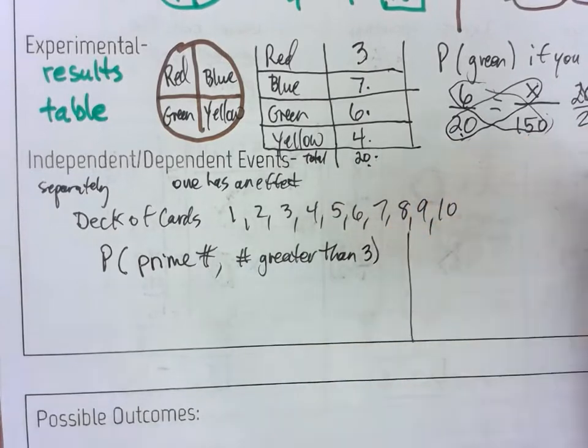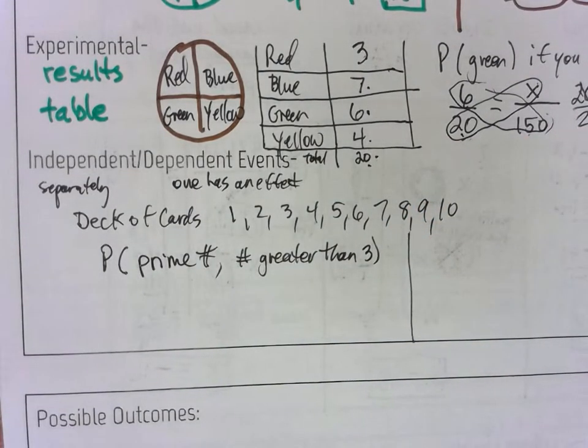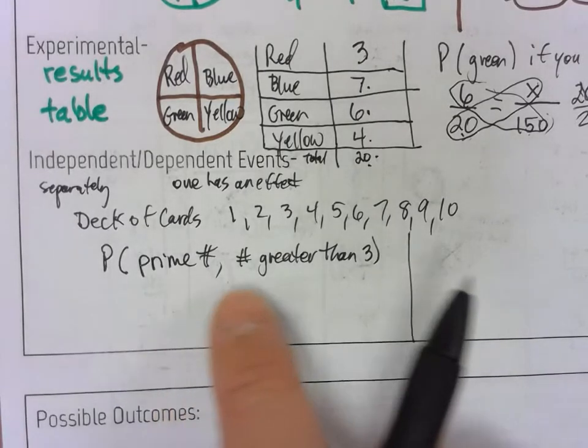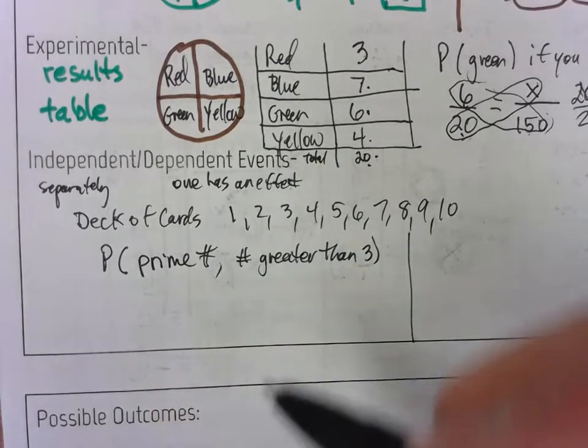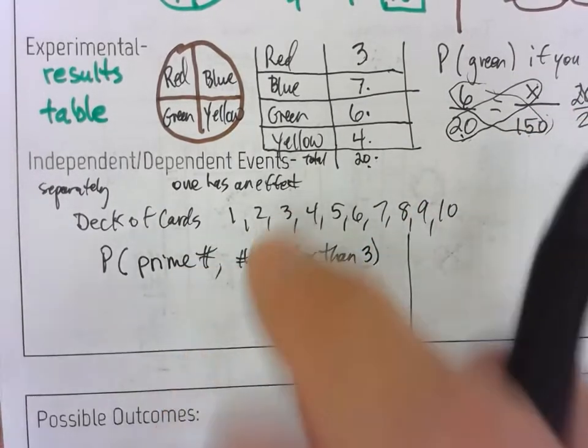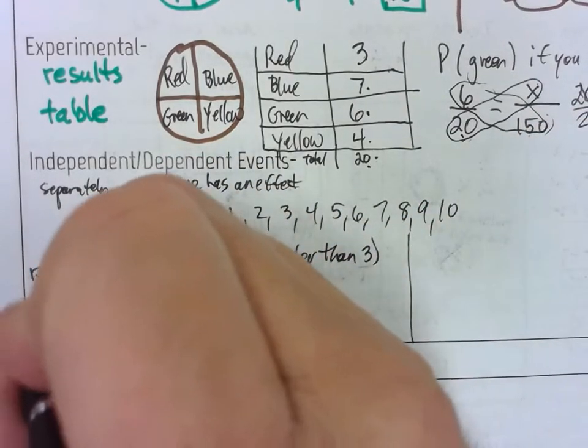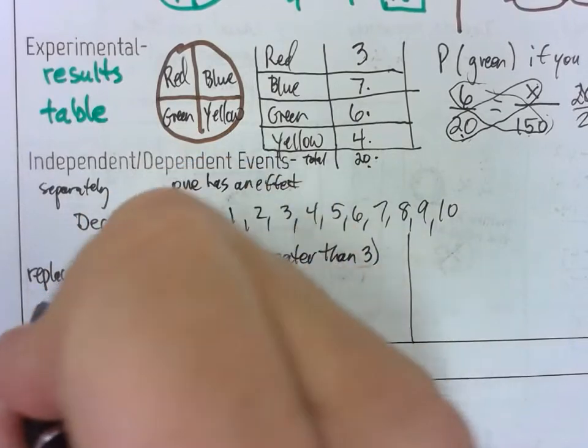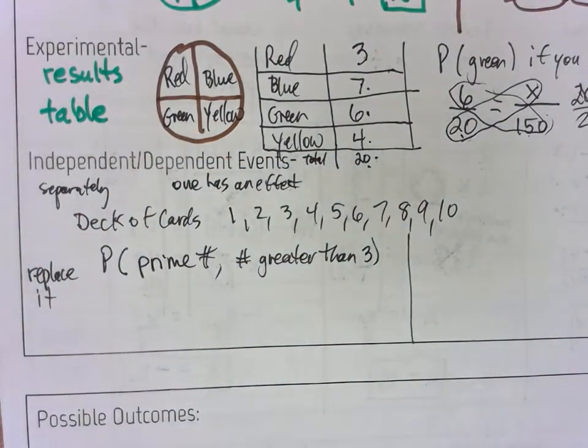Okay, so we've got a deck of cards numbered 1 to 10. We want to know the probability that we draw a prime number and then a number greater than 3. This means that, of course, you're going to replace the cards. The word would be replace. So after you do the first one, you're going to replace it back in the deck.